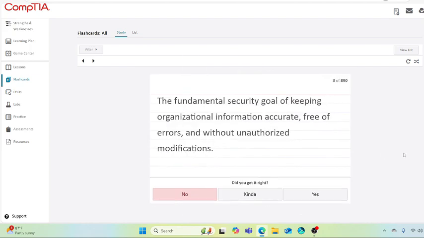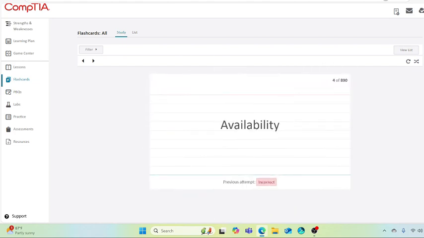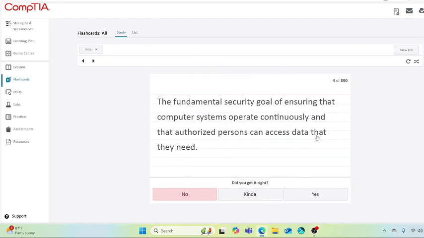Integrity. The fundamental security goal of keeping organizational information accurate, free of errors, and without unauthorized modifications. Availability. The fundamental security goal of ensuring that computer systems operate continuously and that authorized persons can access data that they need.